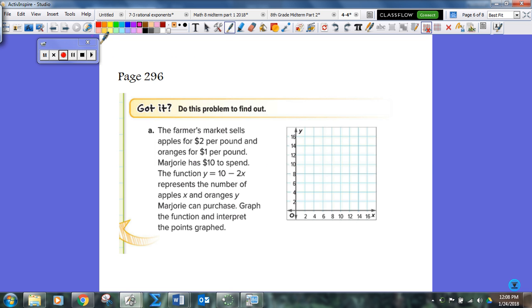Next, we're going to turn into our book, and I would like you to do page 296. Got it, A. So pause the video, do this, and then come back.